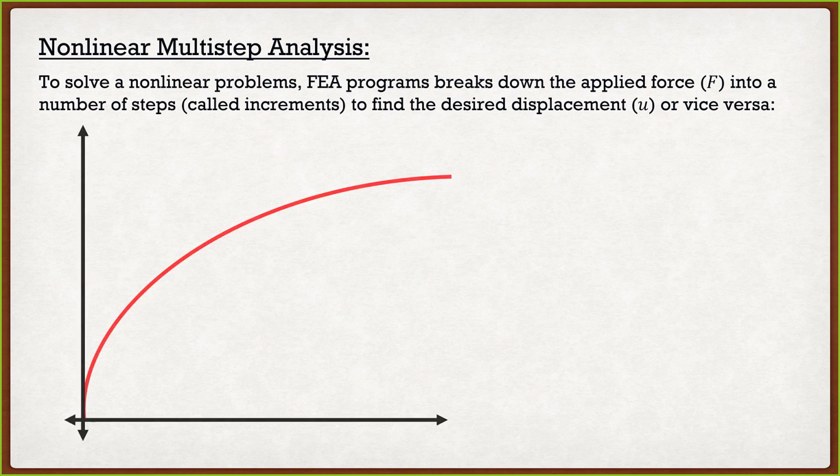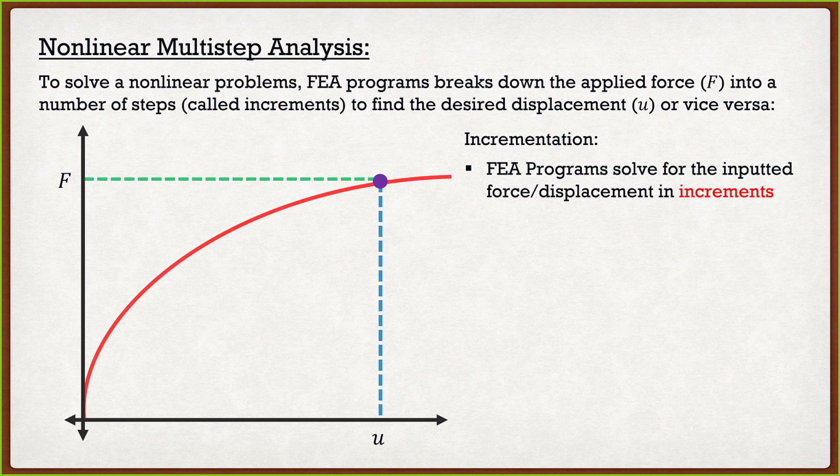So let's say that this is our graph of our load displacement response. Let's say that I apply a load F to it, and I want to figure out what the displacement is at F. Usually our FE program doesn't just go from zero load all the way to F in one step. It does it in a series of increments. So instead of going right from zero to F, it'll go from zero to increment one, then from increment one to increment two, increment two to increment three, and then increment three all the way up to F.